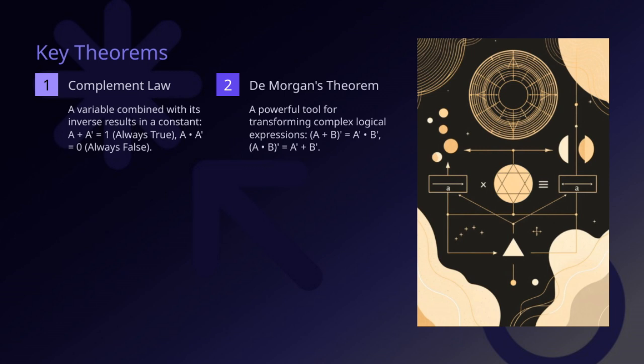Next, we have the complement law. This law states that when you combine a variable with its inverse, you get a constant. Specifically, A plus NOT A always equals 1, which means it's always true, and A times NOT A always equals 0, meaning it's always false. Understanding these fundamental laws helps us simplify logical expressions efficiently and ensures that we can design reliable digital circuits. By mastering these key theorems, we're better equipped to manipulate and simplify logical expressions, which ties directly into our overall goal of designing more efficient digital systems.